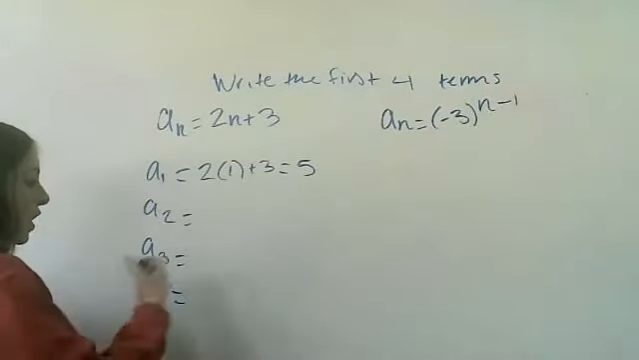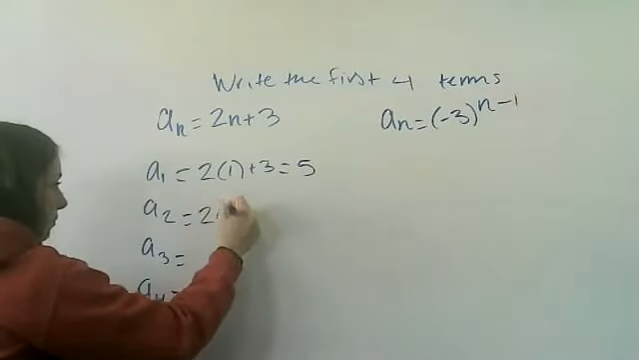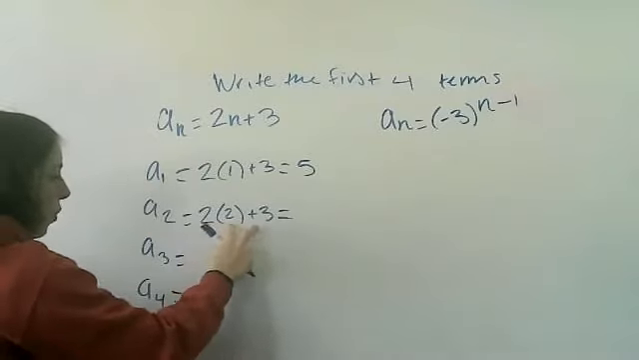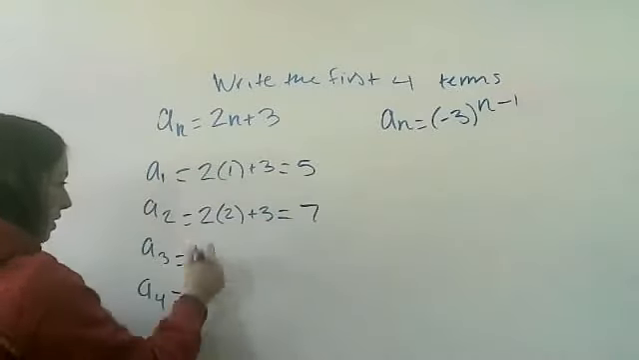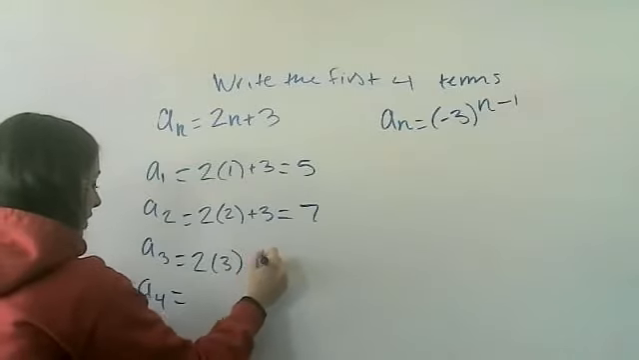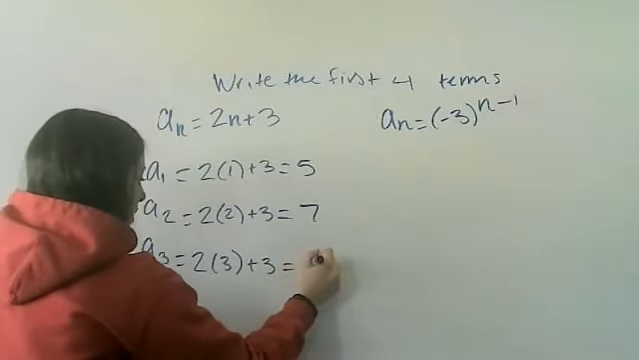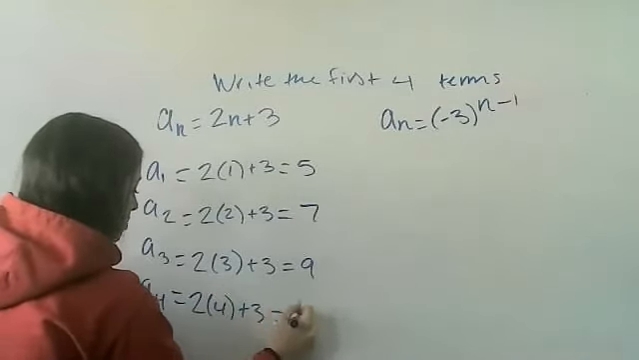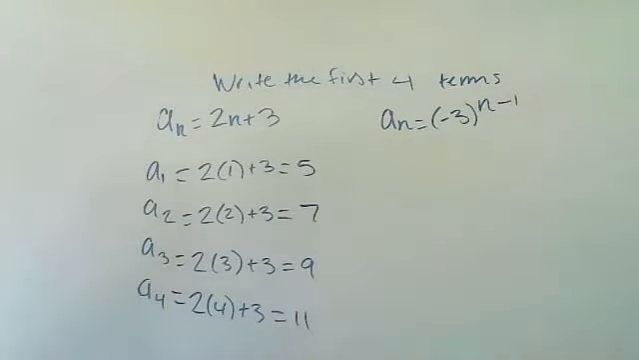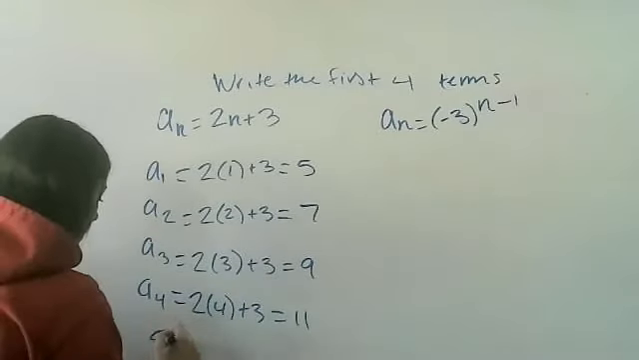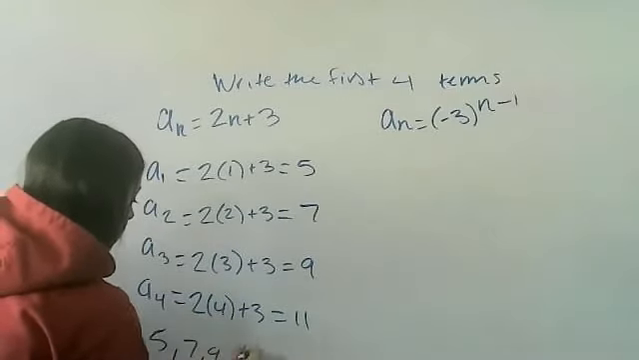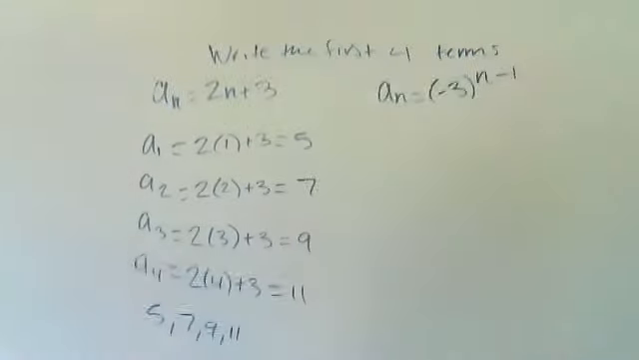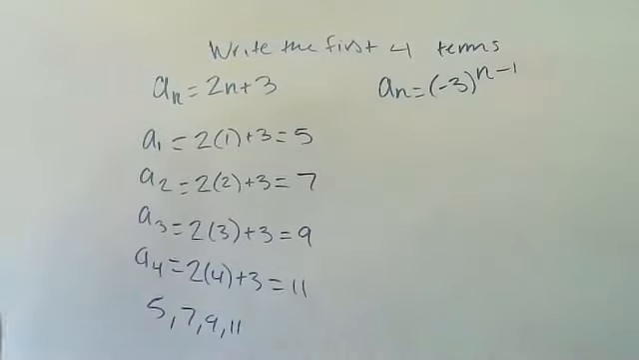And you can carry this out for the other terms. 2 times 2 is 4, plus 3 is 7. 2 times 3 is 6, plus 3 is 9. And 2 times 4 is 8, plus 3 is 11. So this actual sequence would be written 5, 7, 9, 11. And in your head, you can say, well, awesome, it just starts at 5 and goes up by 2 every time, easy.